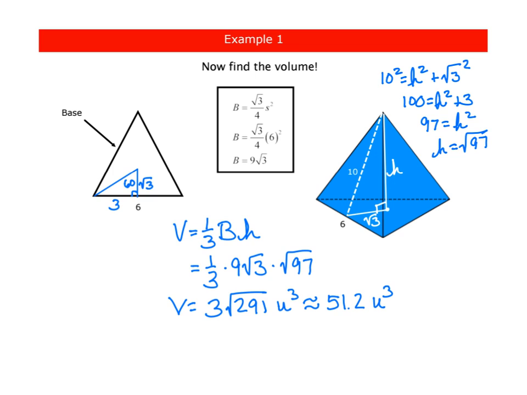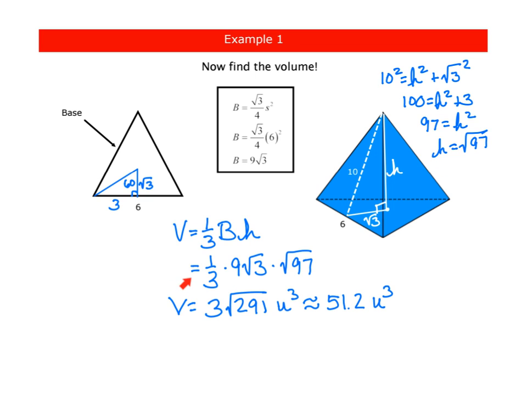Here's my answer. I found the area of my base earlier. That's still 9 square root of 3. But in my formula for volume, I need the height, not the slant height. And the height is not given. So I had to rely on this right triangle inside my pyramid that's formed with the slant height, the apothem, and the height. So using the Pythagorean theorem, I solved for h, and h is the square root of 97.